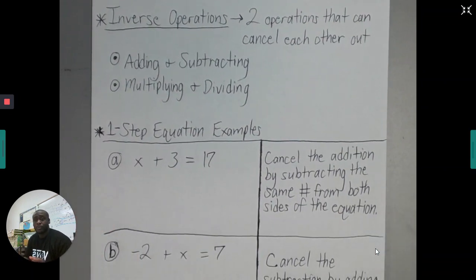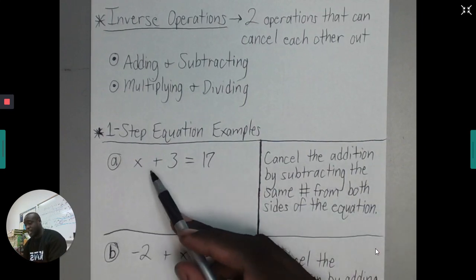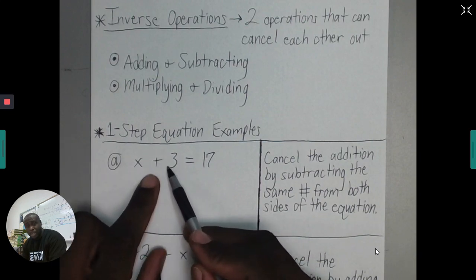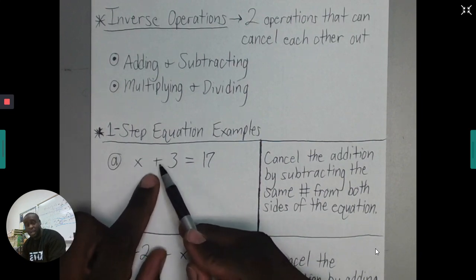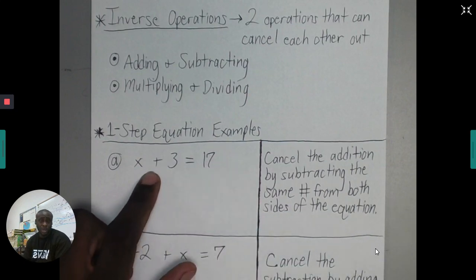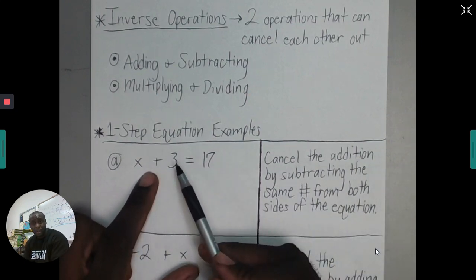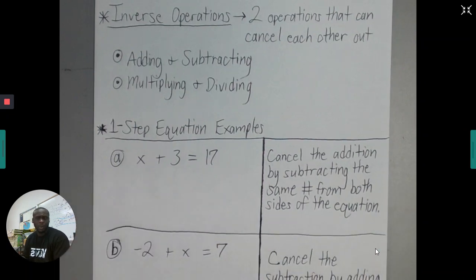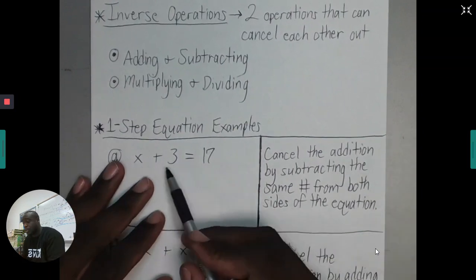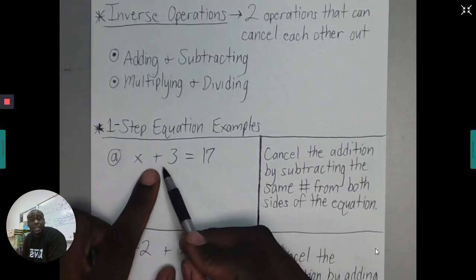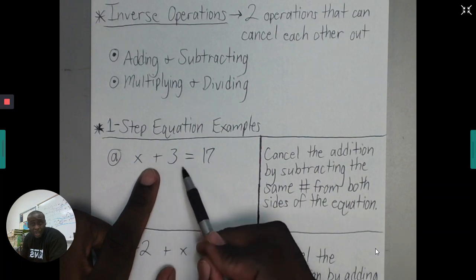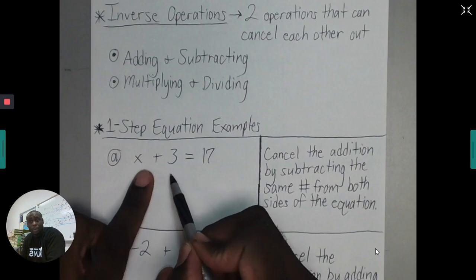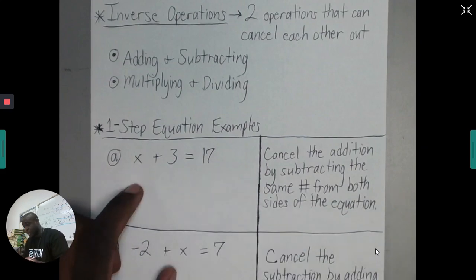Alright, so let's say that we've got the equation x plus 3 equals 17. You notice here the operation is adding 3. So we're going to have to cancel out that addition by subtracting the same number from both sides. You may be wondering, what number are we going to subtract? You're going to subtract the same number that you see being added. Since they're adding 3, let's subtract that 3 so that it cancels out, and that will leave just x by itself.